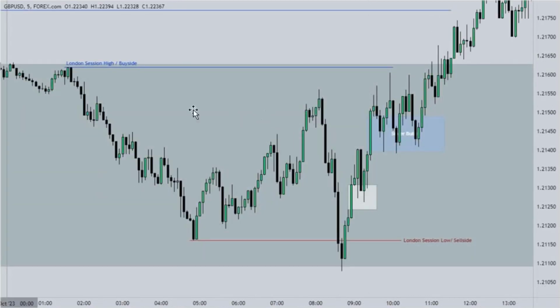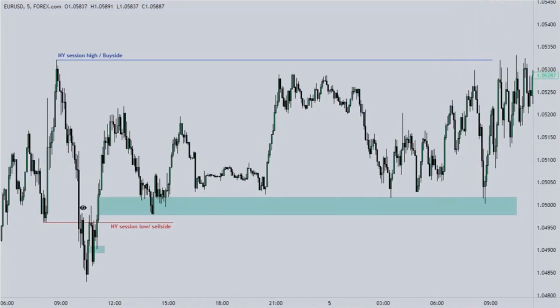Next one, you could see same. Here is the London session buy side, London session highest high, and here is the London session lowest low. So again, market at 8:30 market took those low, created fair value gap, and took those London session buy side.